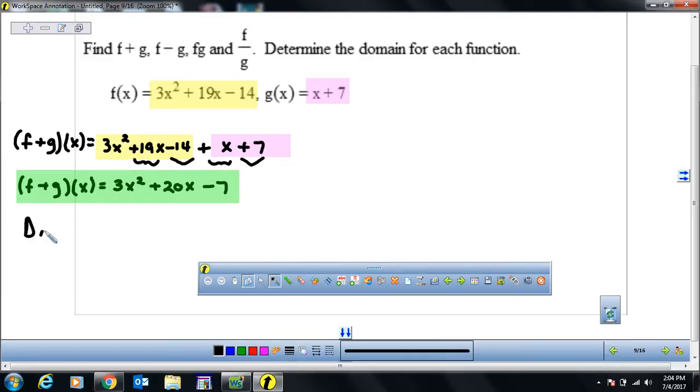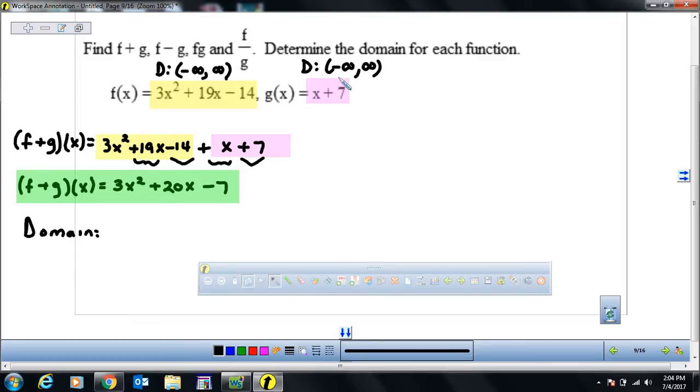Now, just by looking at the functions, we need to find the domain of this one. Looking at f of x, since f of x has an x squared, and we don't have x on the denominator or x under the square root, that automatically means that the domain of f of x goes from negative infinity to positive infinity. Likewise, the domain of g, since g doesn't have x on the denominator or x under a square root, is negative infinity to positive infinity.